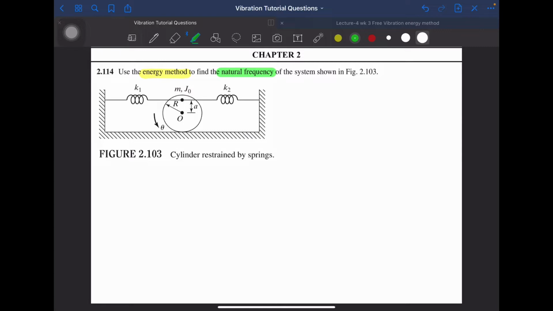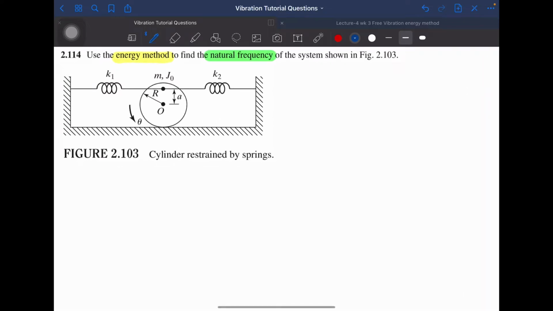So the first step will be to find the kinetic energy or the potential energy. I'm going to find the kinetic energy first. So what is the kinetic energy of the system? Kinetic energy only consists of masses, anything that moves. It needs to have a mass because the formula for kinetic energy is half mv squared. So there's two here, it's m and also J naught.